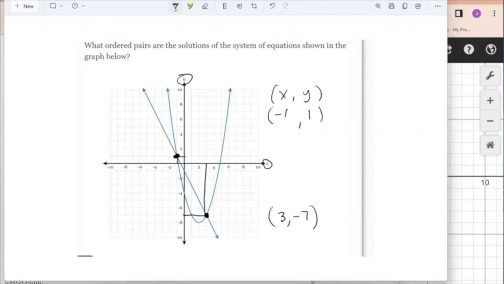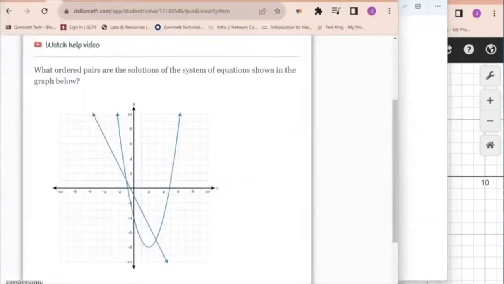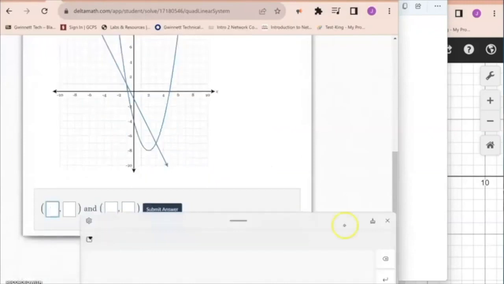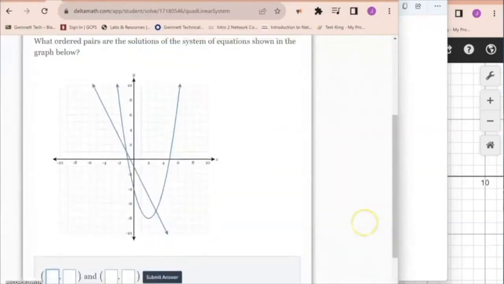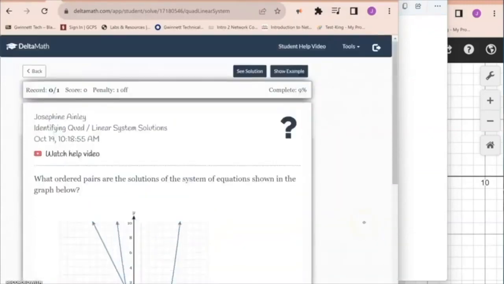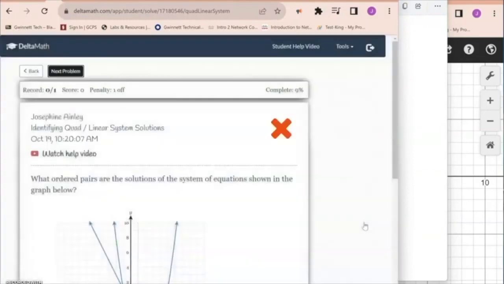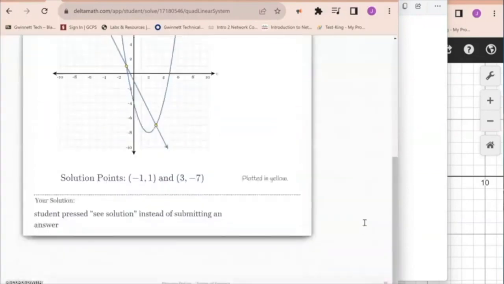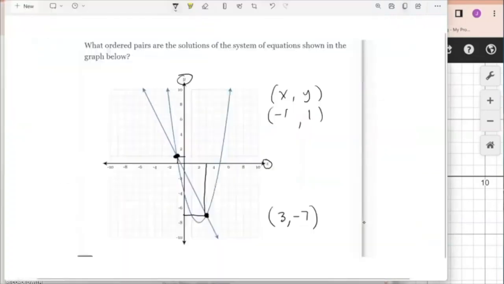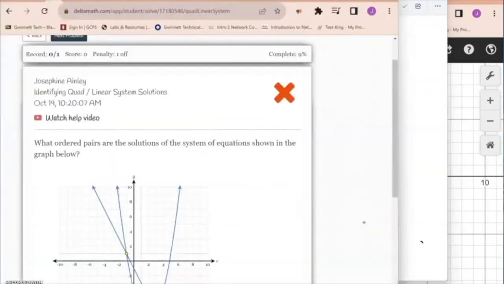Okay, so remember, a solution to a system of equations is the intersection when you have an equal sign. All right, so just put that in, negative 1, 1. It's not going to let me put it in, but I'll just get it wrong and show you. So negative 1, 1 and 3, negative 7. Okay, so the intersection is the solution.